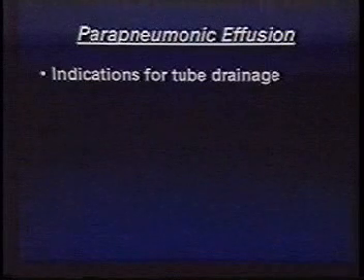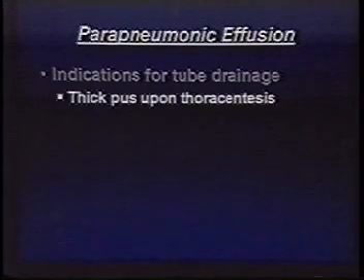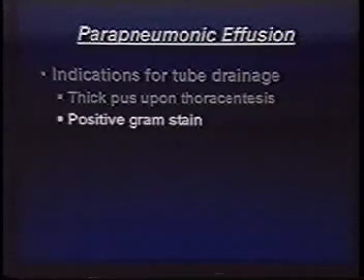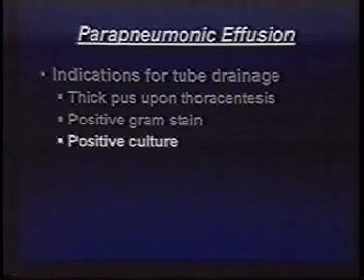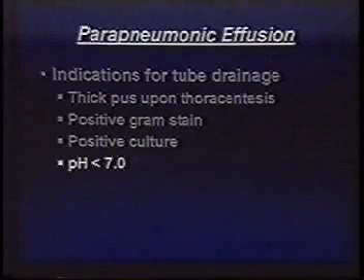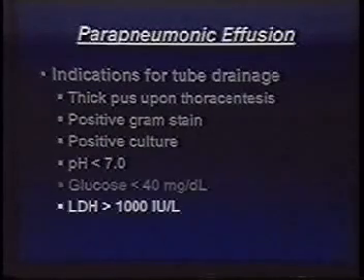Indications for tube drainage of parapneumonic effusions include thick pus upon thoracentesis, positive Gram stain or culture. These are the three which define a collection as an empyema, which is a subtype of complicated parapneumonic effusions. Others are a pH less than 7, a decreased glucose, and an elevated LDH level.